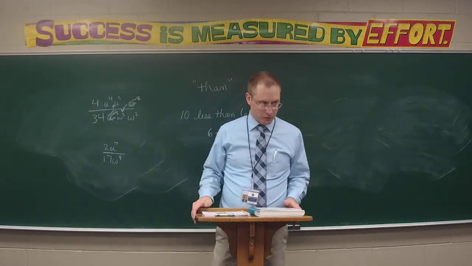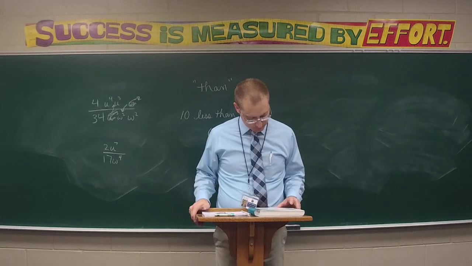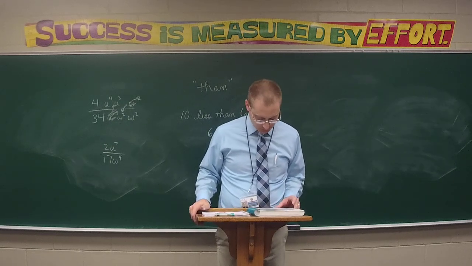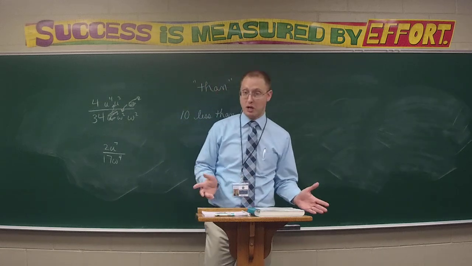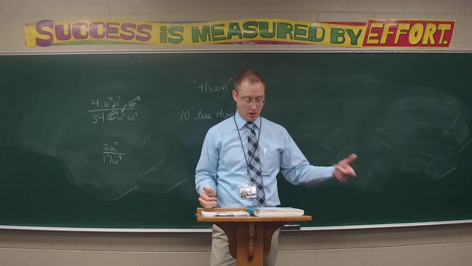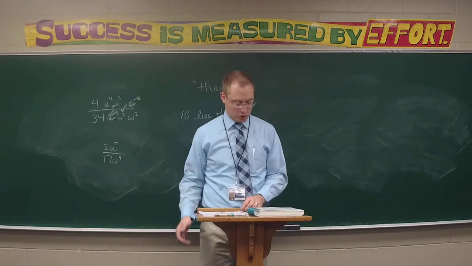Look at number 2. Go and read number 2 for us, Genesis. The sum of x and y is 20. The sum, so we're going to add some things, of x and y. Okay, that's what I'm adding. So x plus y equals 20. So you see x plus y equals 20.